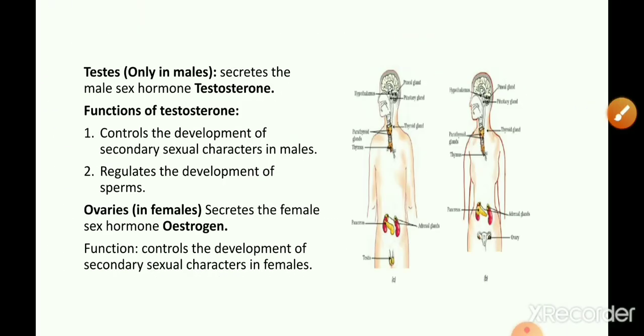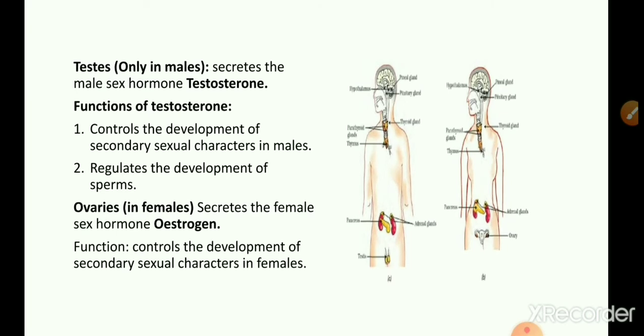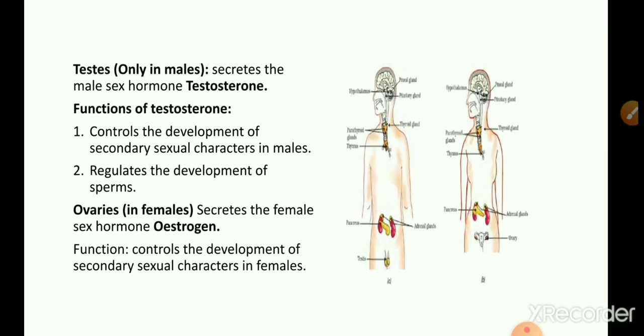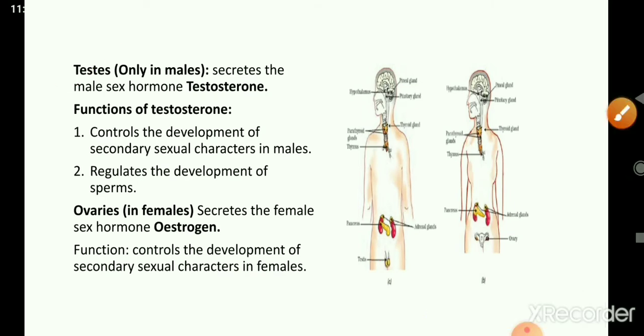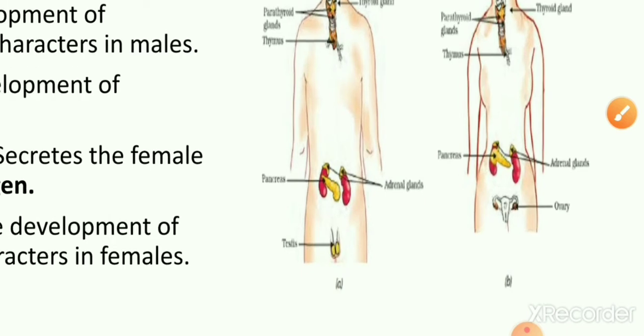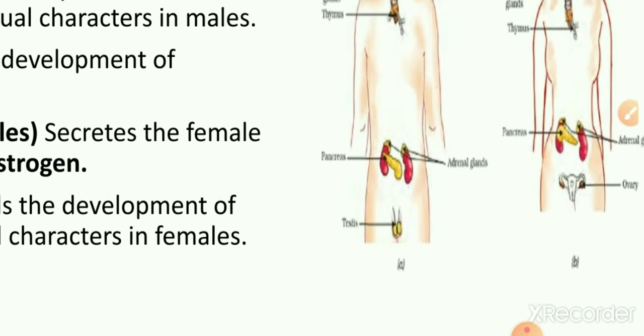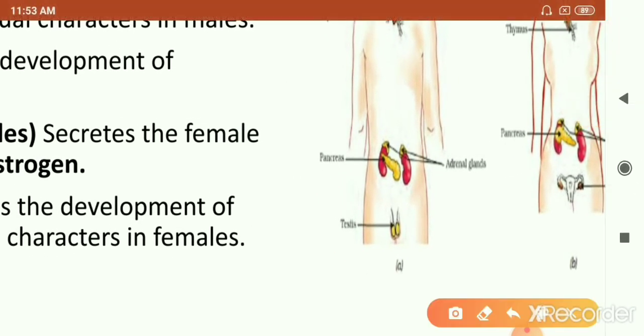Next important glands, in fact they are the reproductive glands or organs, are the testes and the ovaries. The testes are present in males. In detail you'll be learning in the chapter on reproduction. The males have got a pair of testes located outside their abdominal cavity, and the testis has got two roles to play.